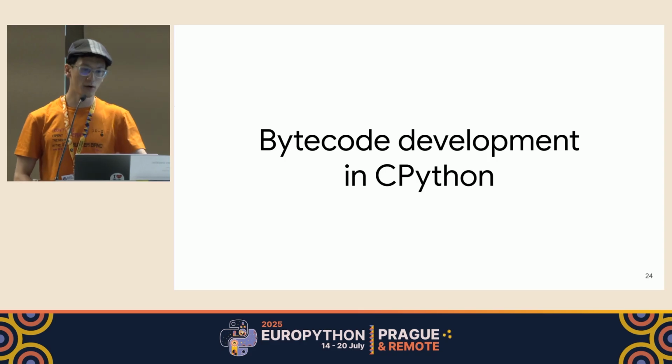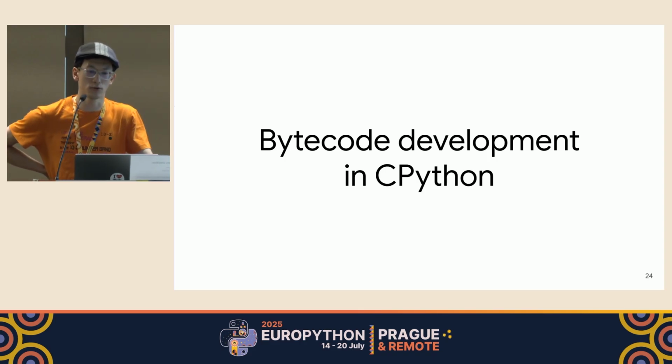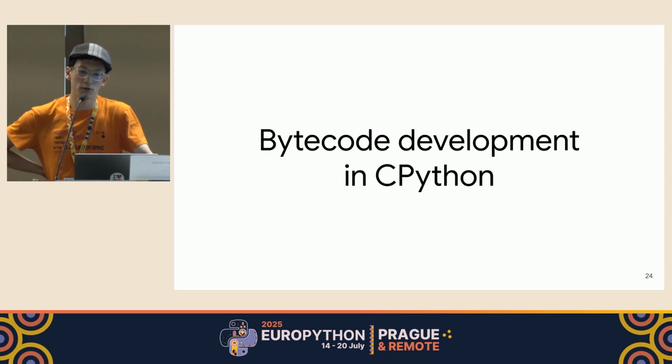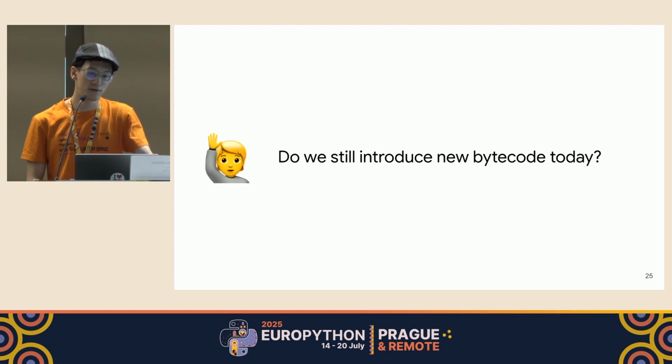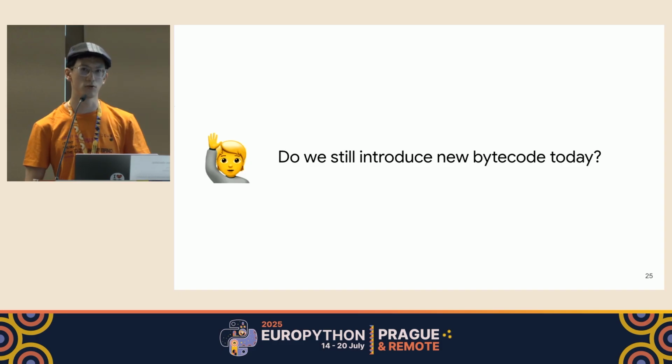So we have quickly covered how and why we need bytecode. Let's talk about CPython's bytecode development. Perhaps the first question I have, at least for me, is that Python is a really mature product, and it's open source. Do we still need to introduce new bytecode for it today?